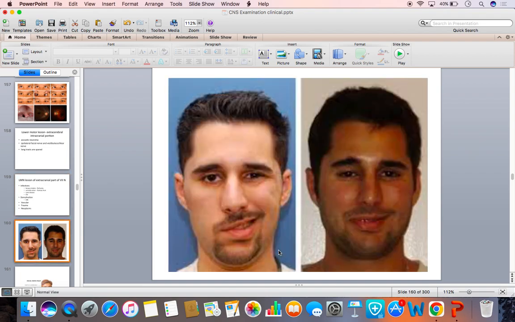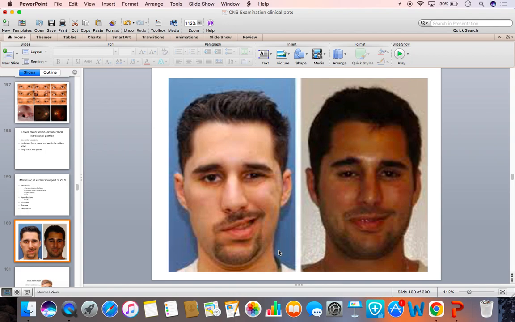Coming to the Bell's palsy. This is the patient with Bell's palsy showing the total facial paralysis on the right side. The angle of the mouth is deviated to the opposite side because of the unopposed action of the muscles on the normal side of the face. Due to the contraction of the orbicularis oris, the angle of the mouth is deviated to the normal side. So on the side of the lesion, there is no wrinkling of the face, there is wide palpebral fissure, and there is no nasolabial fold.